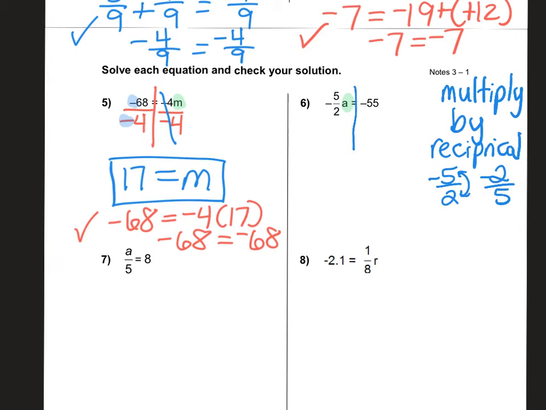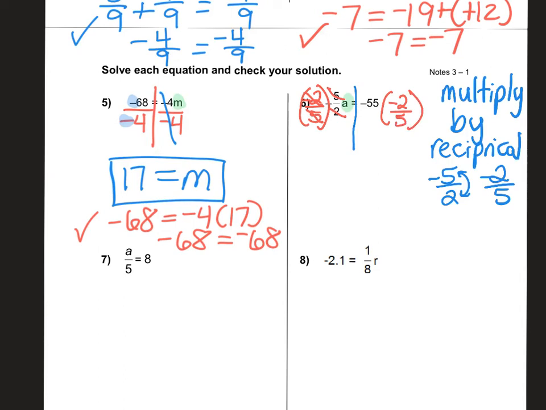So in order to get rid of that fraction in the front, I can multiply -5/2 by -2/5. How does that work? Well, you can see this is 2/2, those would cancel out. The 5/5 would cancel out. And then a negative times a negative would cancel out, and you'd be left with a. But you still have to do it again on the other side. So you now need to multiply the -55 by the reciprocal, -2/5.